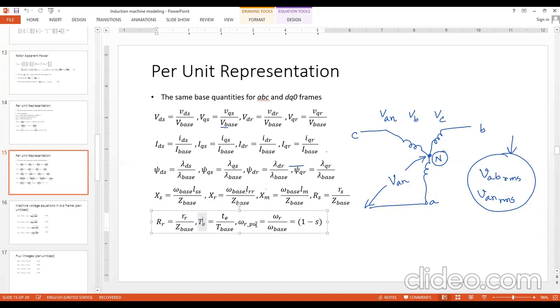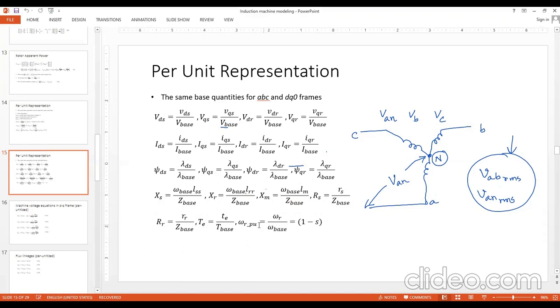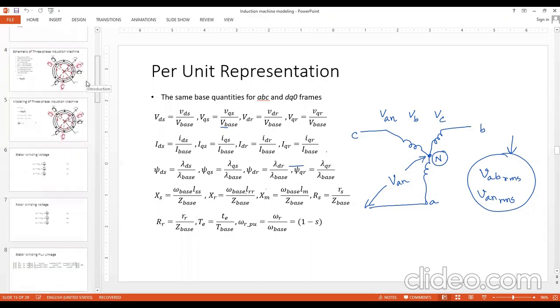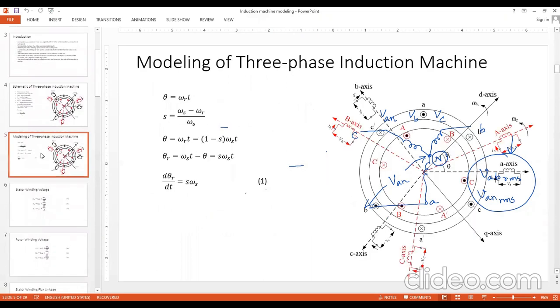So the rotor speed in per unit is simply the actual rotor speed omega r divided by the speed base. And interestingly, it is also related with the slip. So omega r per unit equals omega r by omega base equals 1 minus s. We can also get it from this slide.